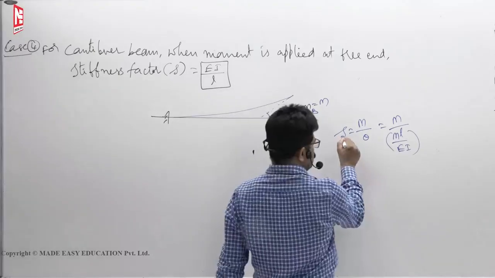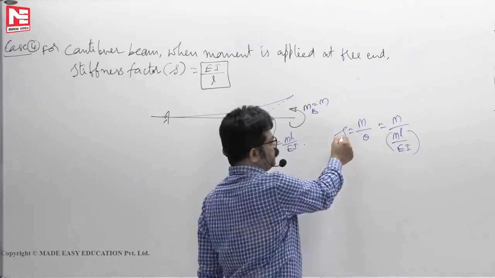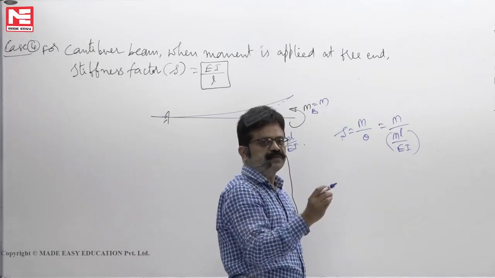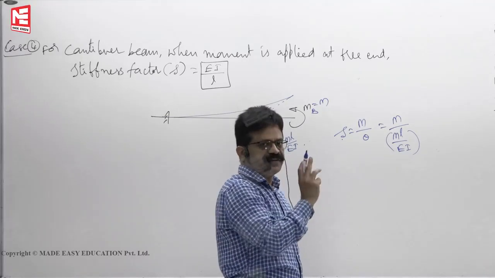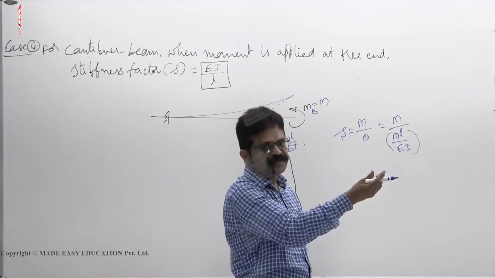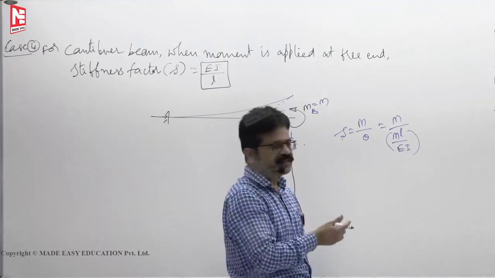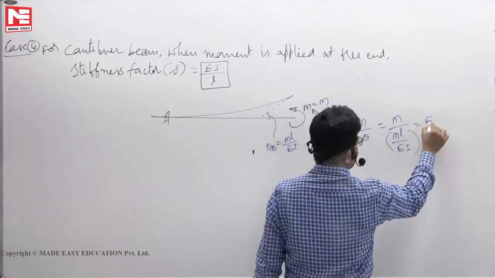Okay. This is for moment. S means moment required to produce unit rotation. For theta rotation, if you know how much moment, for unit rotation, how much? Just linear interpolation. So you will get EI by L.